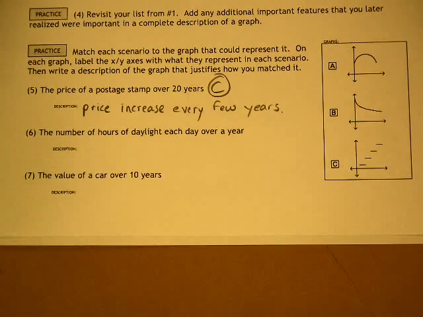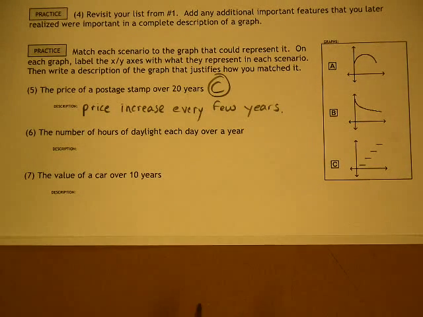Now, the number of hours of daylight each day over a year. We are, of course, assuming the northern hemisphere. Well, in January, winter time, in the northern hemisphere, we have short hours. The sun rises at 7 o'clock and it sets about 4:30 or 5 o'clock. And of course, in summertime, it sets a lot later. So, you increase in hours.